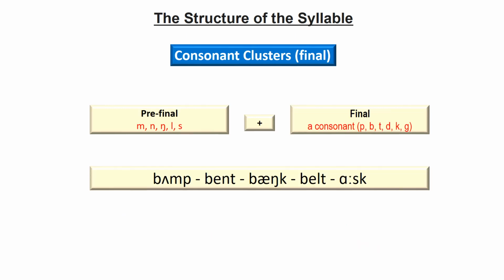In English, words can end in 2 consonants in 2 different ways. One way is for a stop consonant, p, b, t, d, k, and g, to be preceded by a limited set of consonants that include M, N, L, S, and R. These sounds are called pre-final consonants. Examples include bump, bent, bank, belt, and ask.